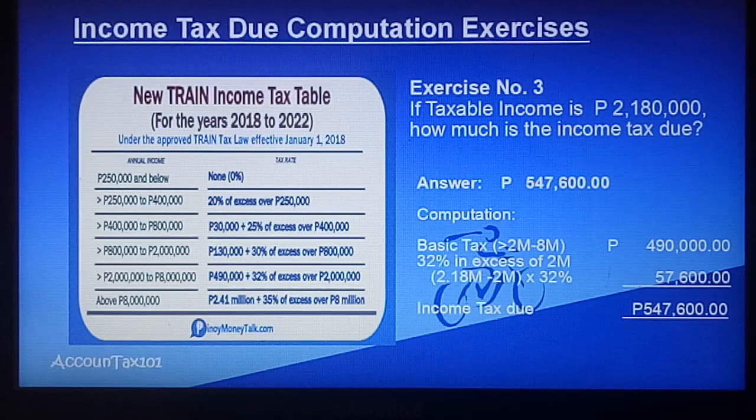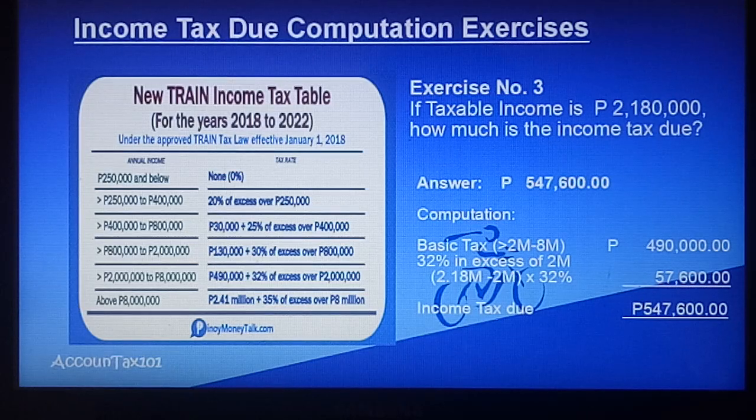So, ganyan lang kadali mag-compute ng ating income tax due under the OSD. So, ang ibibigay lang natin na value is that sales or gross receipts. And then, alam mo na how much is your OSD by multiplying it with 40%. So, get the difference. Gross receipts minus your expenses, that is your net income or your taxable income.